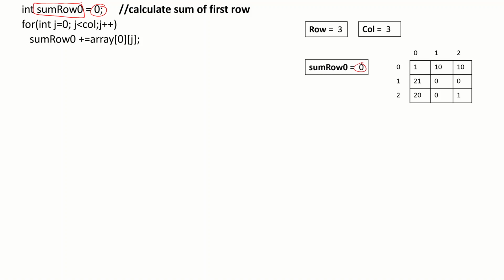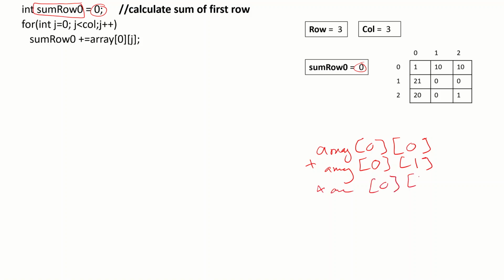To calculate the summation of the first row, we know that the first row always has index location 0, but the columns will be moving. So in our example, the summation should be the element at row 0 and column 0, plus my array at row 0 and column 1, plus the array at row 0 and column 2. So always here we'll have the same row, which is 0. Only the column will be moving, so that's why I need j.